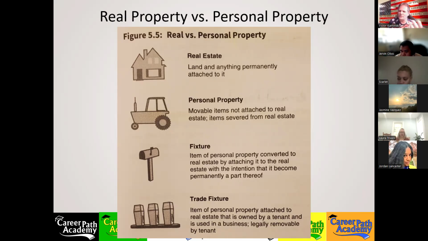So is it possible for a trade fixture to become a fixture? Yes, if it's not removed before the lease expires. That scenario is often used as an example. So you need to know what is a fixture, what is a trade fixture, and what kind of property is it? And is it possible for a trade fixture to become a fixture?